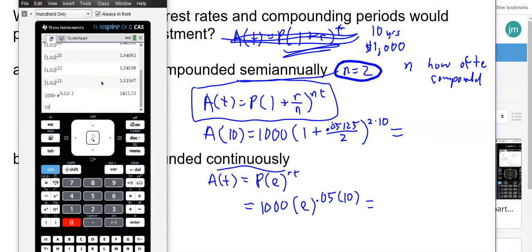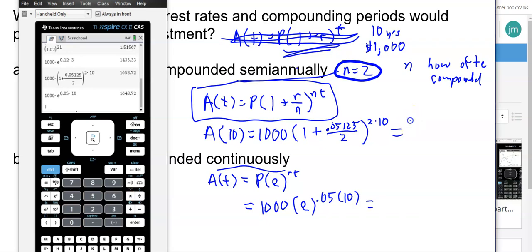Okay, so 1,000 times 1 plus the fraction 0.05125 over 2 to the power of 2 times 10. Let's do the other one as well over here, 1,000 times e to the power of, so hit this key, 0.05 times 10.